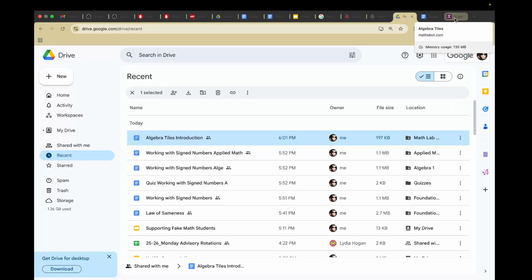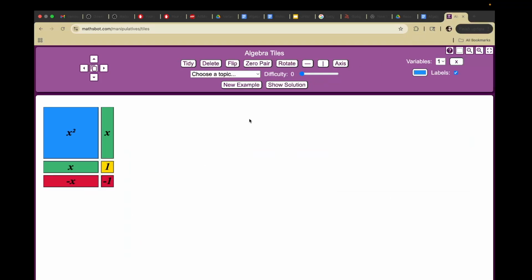Today we're going to be messing around with algebra tiles. This isn't really a new topic. These are manipulatives though, to help you guys with algebra specifically. You're going to have physical ones of these. Right now I have digital ones, but you'll have physical ones.